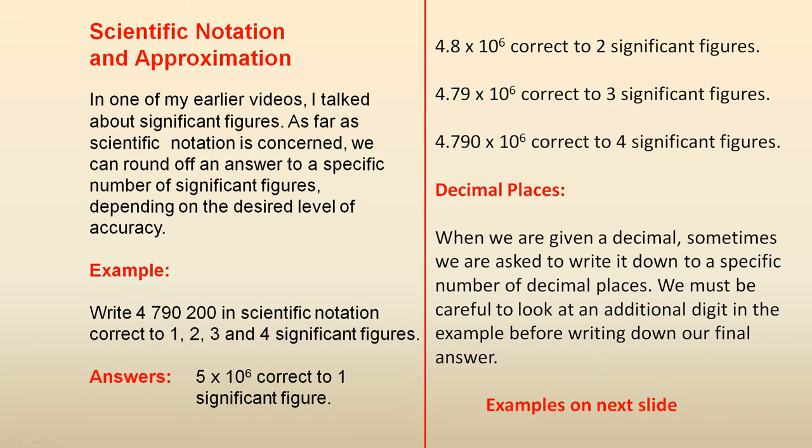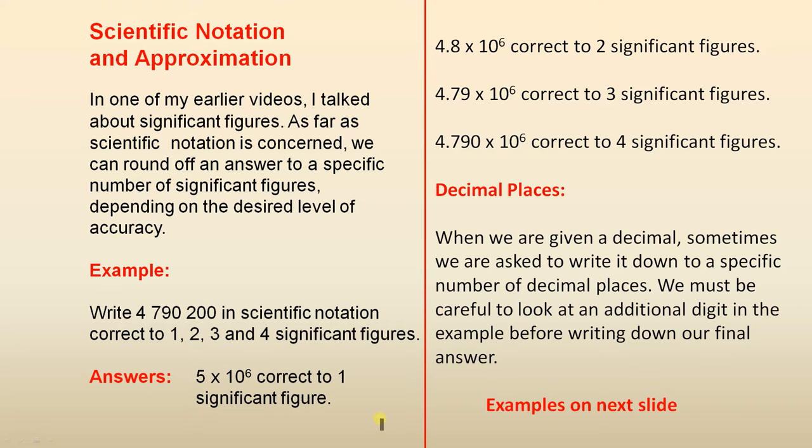Scientific notation and approximation. In one of my earlier videos, I talked about significant figures. As far as scientific notation is concerned, we can round off an answer to a specific number of significant figures, depending on the desired level of accuracy. For example, write 4,790,200 in scientific notation correct to 1, 2, 3 and 4 significant figures.